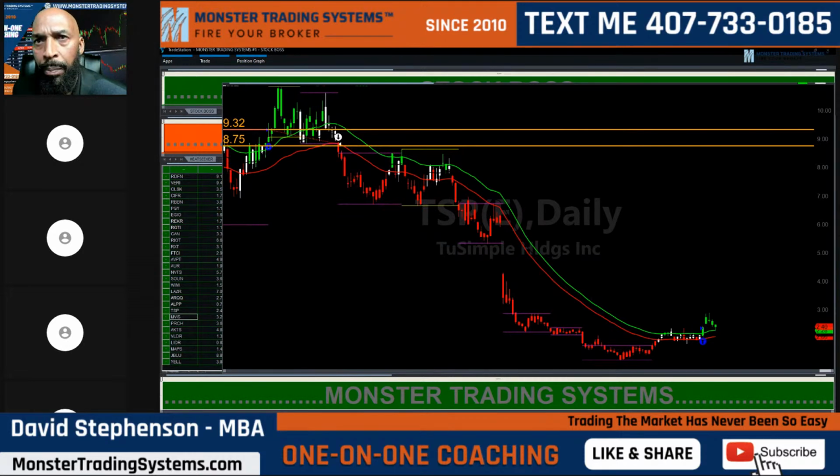So here was the buy signal that came in right here. Buyers came in, green candles. On this candle right here, it broke support. Red candles, sellers came in. Here was our sell signal to get out.